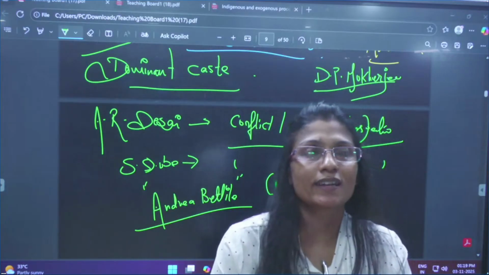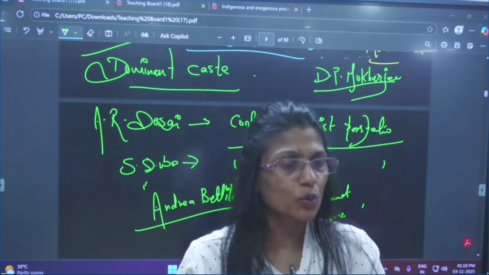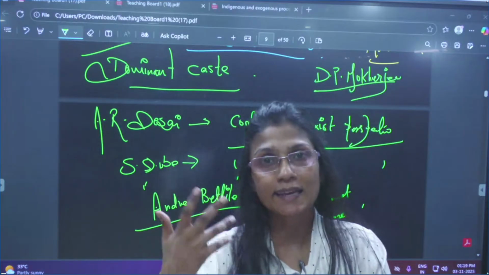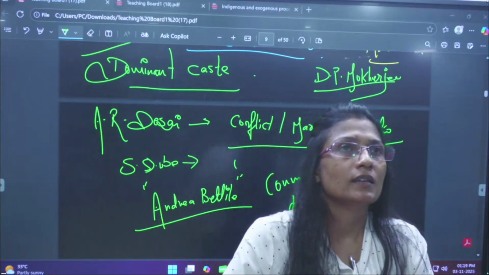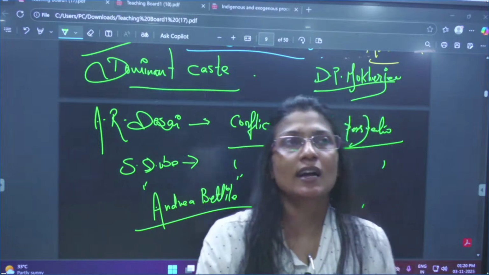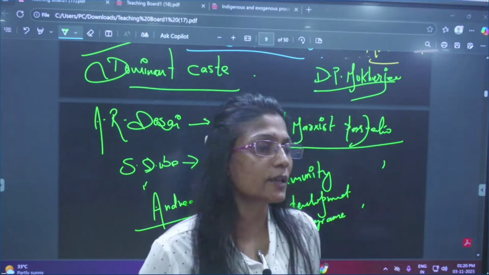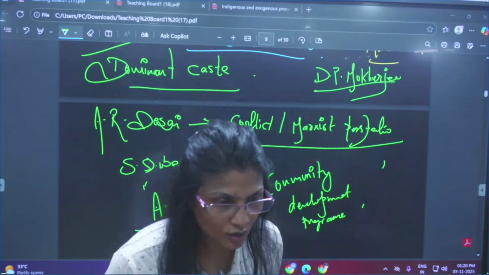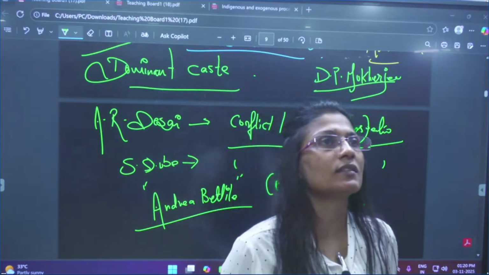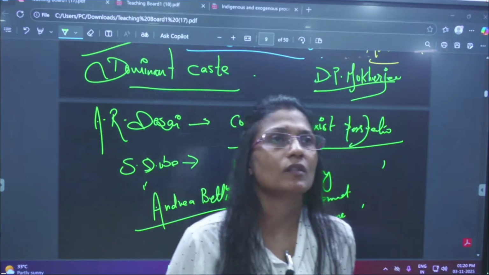Next point. Recently we know how the Panchayati Raj system came into existence. You might get a question on the Panchayati Raj system. The Panchayati Raj system which came into existence is a sequel to the Balwant Rai Mehta Committee recommendations. So please do write this down: Balwant Rai Mehta Committee recommendations.